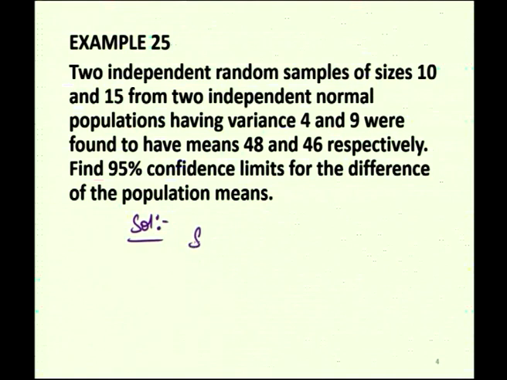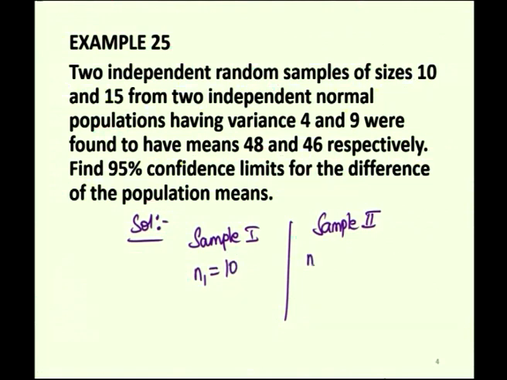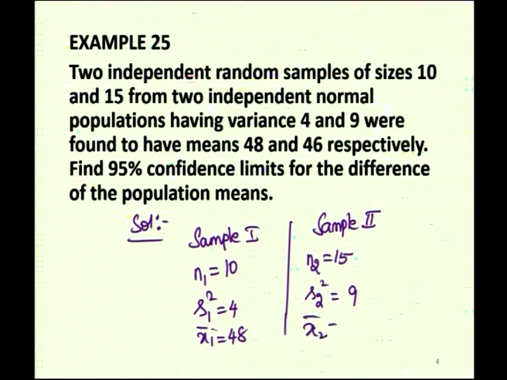So, here we will take sample 1, then sample 2 values. First of all, n1 size is 10 and n2 is equal to 15. Sample variance is given, S1 square is equal to 4, S2 square is equal to 9, and then mean x1 bar is equal to 48, x2 bar is equal to 46. We have to find out 95% confidence limits for the difference of population means.